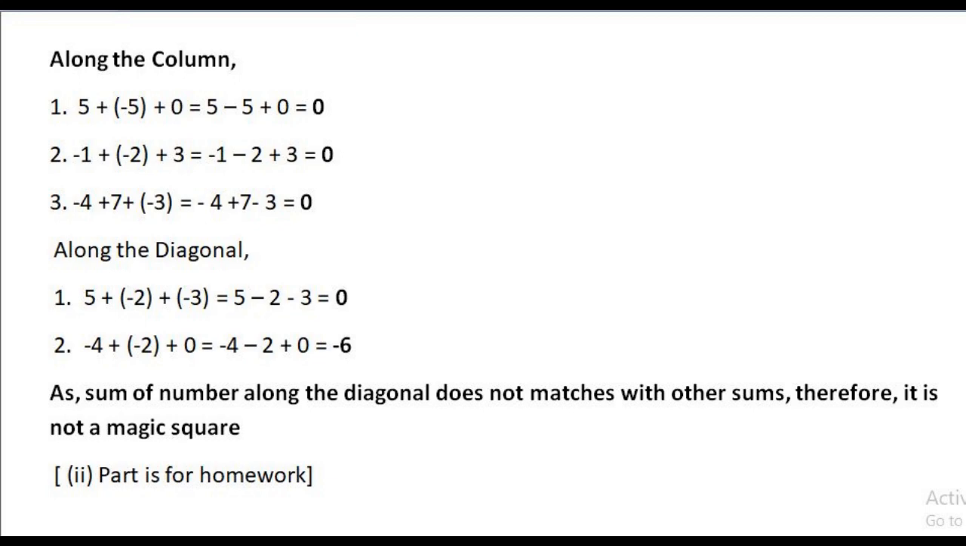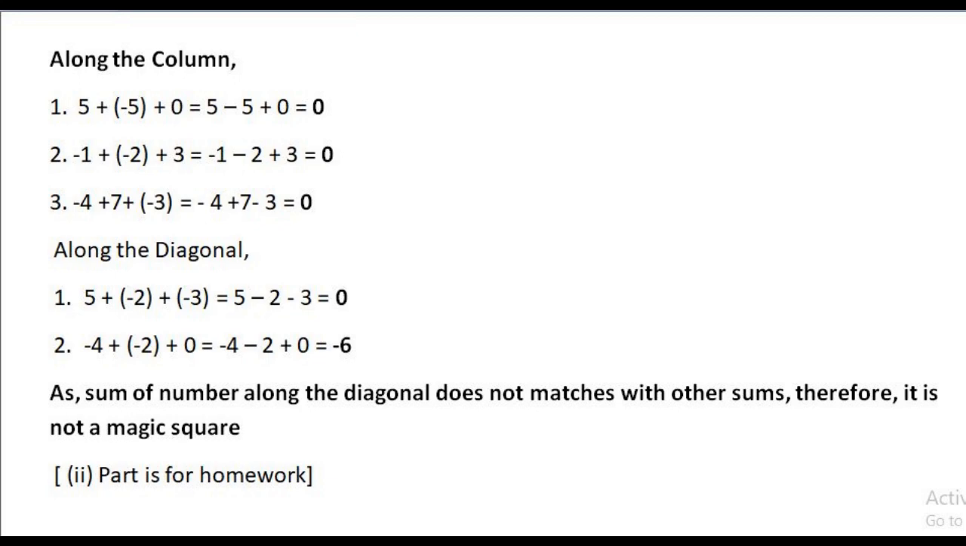Now we will check the numbers present in the diagonal places. How many diagonals are there in a square? 2, each joining two vertices. First, 5 plus minus 2 plus minus 3, answer is 0. But now see the second one, minus 4 plus minus 2 plus 0. When we open the bracket, minus 4 minus 2, they are both like terms, so we add them. Here the answer is minus 6.